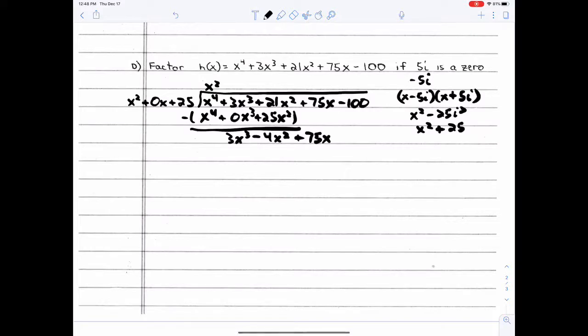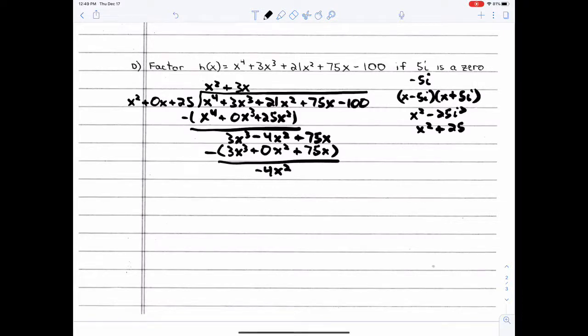Okay, then what would that be? That would be plus 3x, which would give us 3x cubed, so now we'll multiply. 3x cubed plus 0x squared plus 75x. And then we'll subtract that. And we get negative 4x squared.